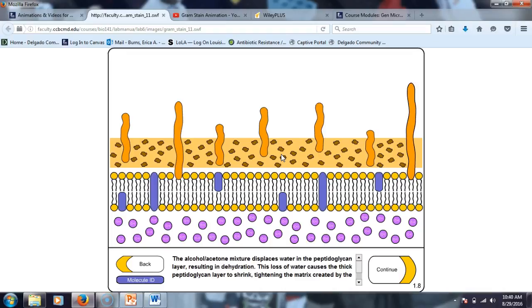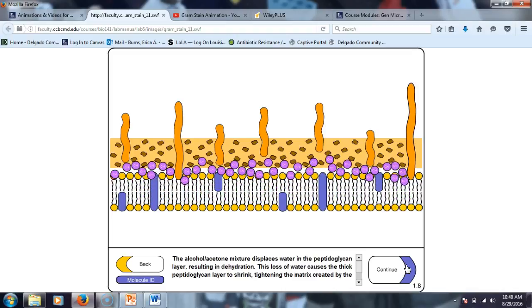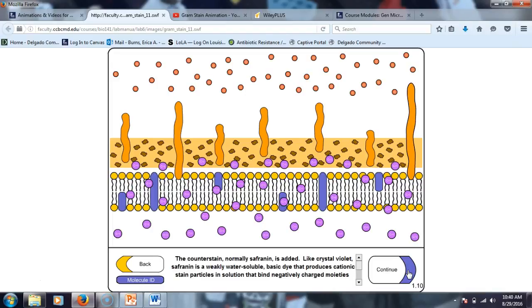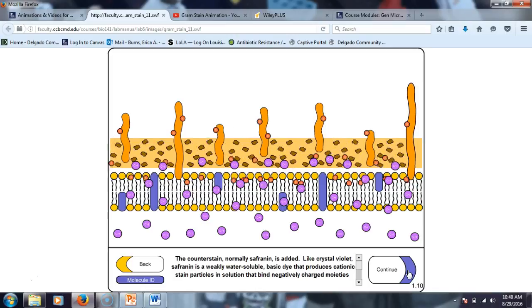So it's structurally very rigid, right? But there's big gaps in it. But what just happened to those gaps? They shrank, right? They got smaller. So do you think that crystal violet iodine is going to be able to get back out? No, it gets trapped in at this step. So then the last step is adding the safranin. That also goes in. It's small, right?